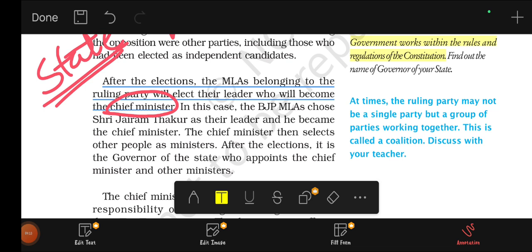For example, recently there is Karnataka. There is election going on in Karnataka. Last election, okay, not last election. Let us take... which party should we take?